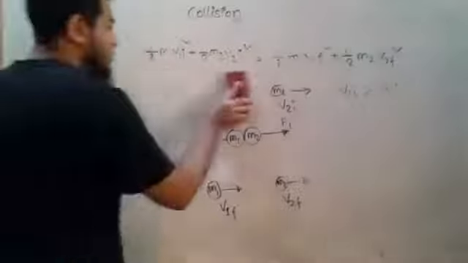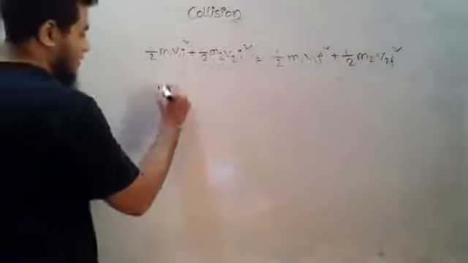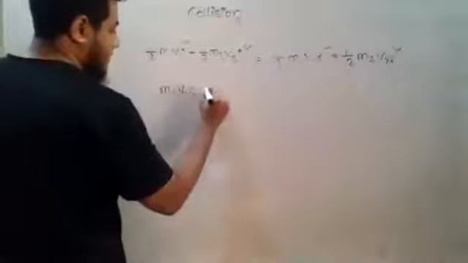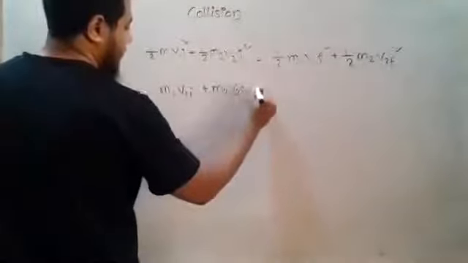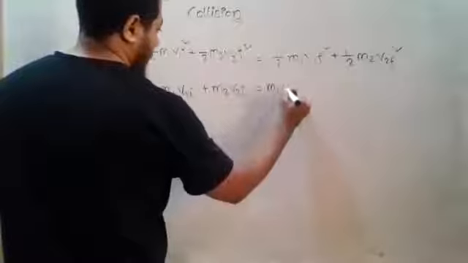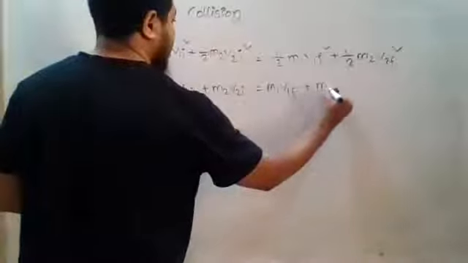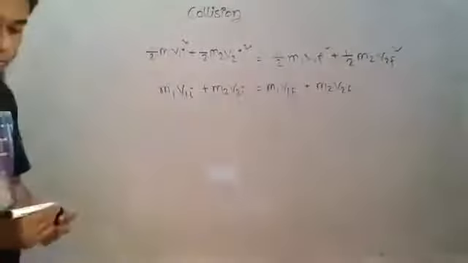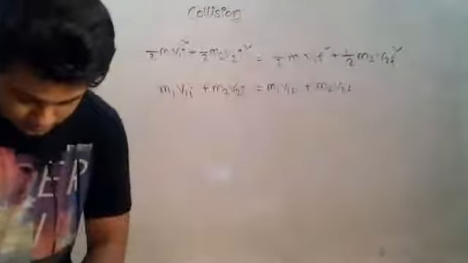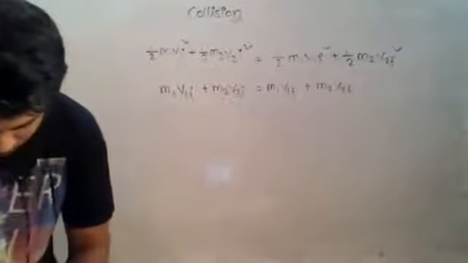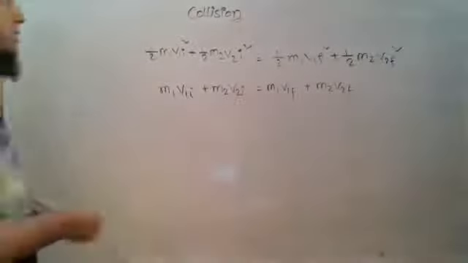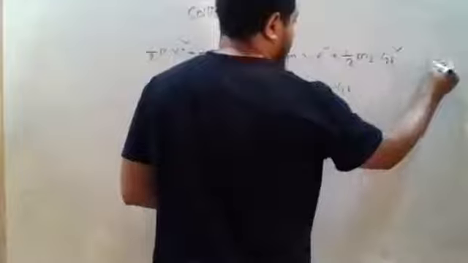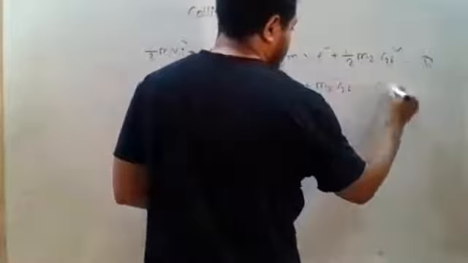Now from the conservation law of momentum, what do we know? We know that m1 v1i plus m2 v2i is equal to m1 v1f plus m2 v2f. That is, initial momentum is equal to final momentum. The momentum will be conserved. So let us consider this one as equation 1 and this one as equation 2.